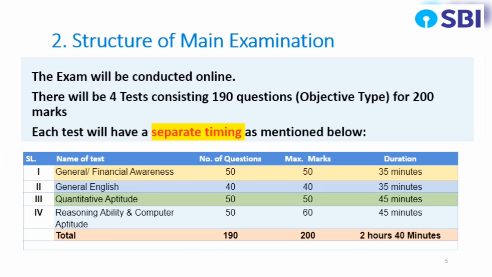General financial awareness, number of questions 50, marks 50, duration 35 minutes. General English, number of questions 40, maximum marks 40, duration 35 minutes. Quantitative aptitude, number of questions 50, marks 50, duration 45 minutes. Reasoning ability and computer aptitude, number of questions 50, marks 60, duration 45 minutes.